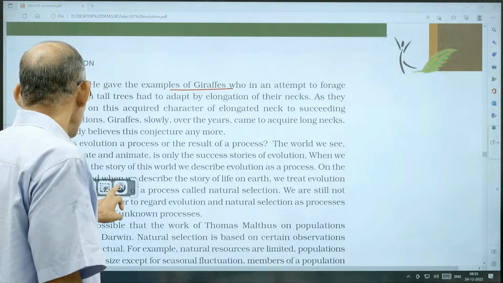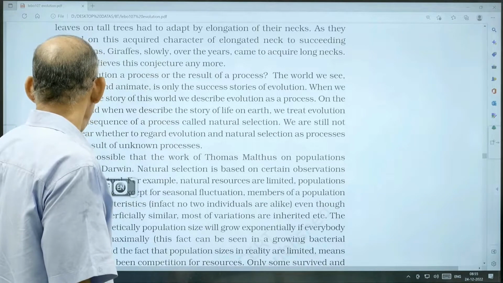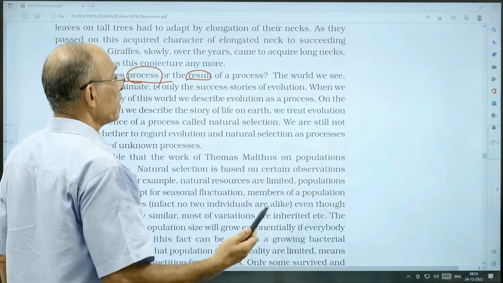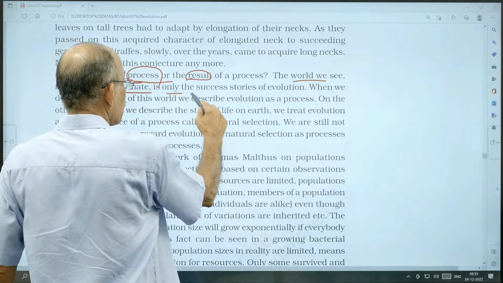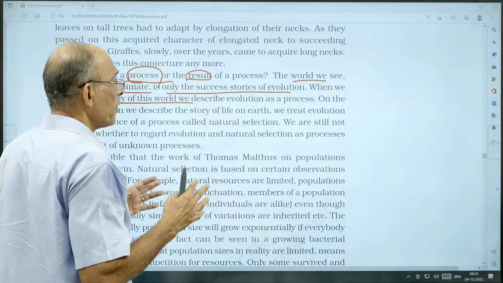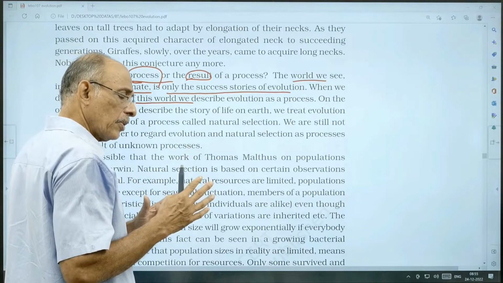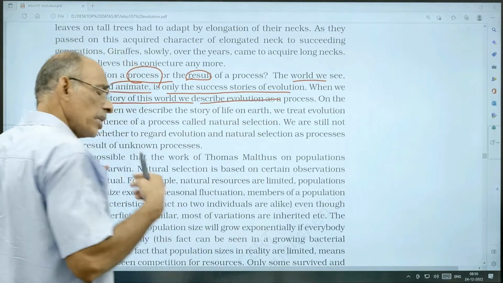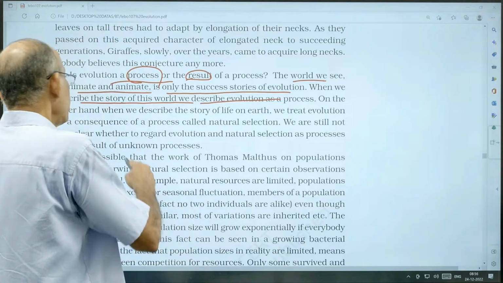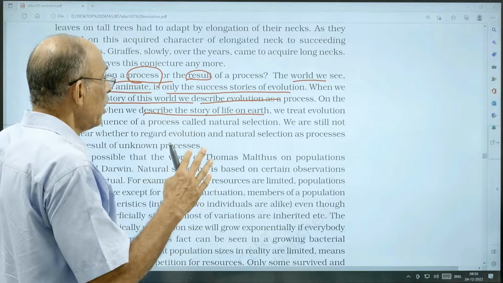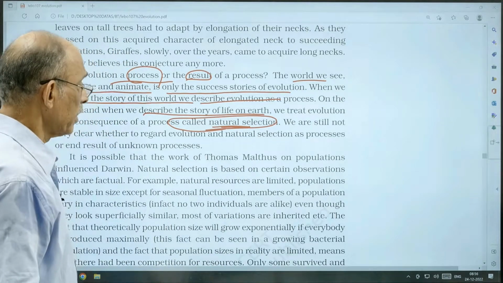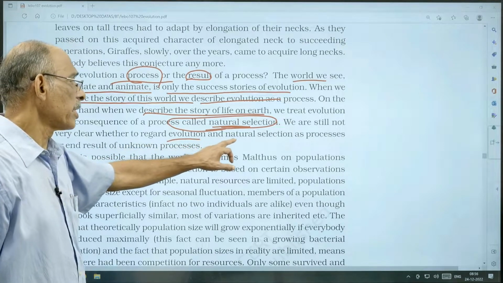Now the question is whether evolution is a process or an end result of a process. That is a big question. Is it a natural course or the end result of a process? The world we see, inanimate and animate, is only the success stories of evolution. When we describe the story of this world, we describe evolution as a process. Story of this world means the universe originated, earth originated, and life forms originated. Just like the origin and evolution of earth, life forms also originated and evolved. So it is a process. On the other hand, when we describe only the story of how life originated and evolved, we treat evolution as an end process. And what is that end process? It is natural selection.